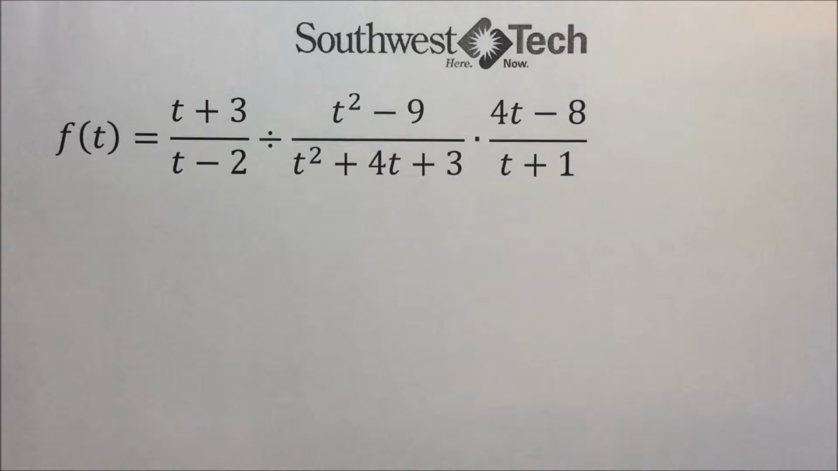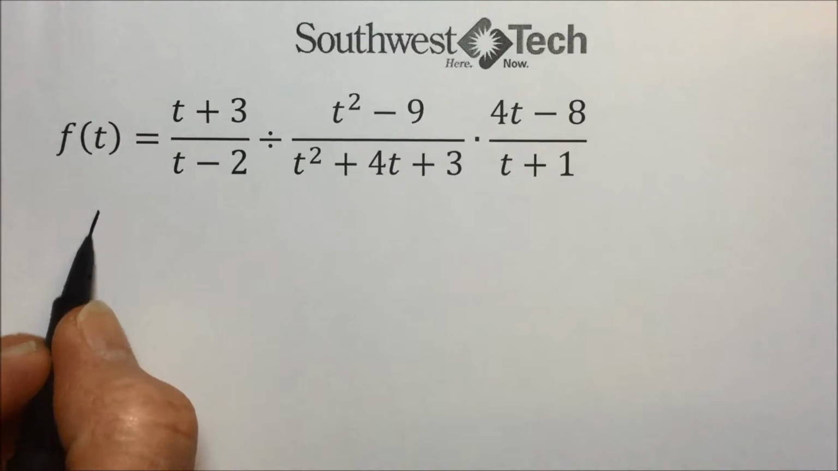Section 6.1, simplifying a rational function. In this problem, they're asking us to simplify and list all restrictions on the domain. A number is not in the domain of a rational function if it makes a divisor 0. There are 4 divisors in this rational function.